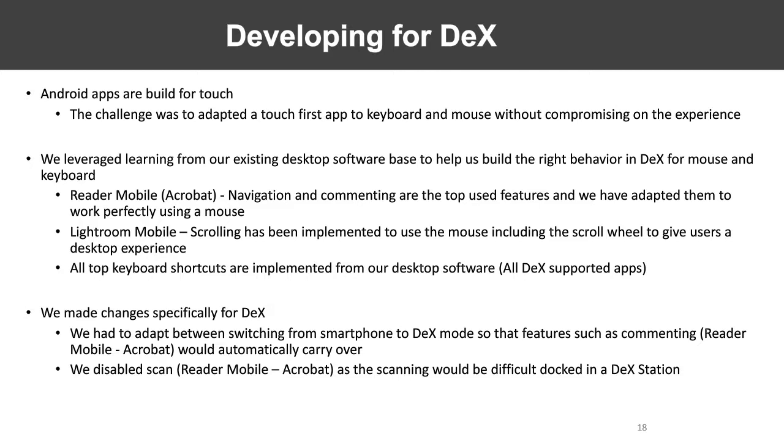Kavitha mentioned earlier that you can implement that so that you don't lose any changes between states. The other thing that we did on Acrobat Reader Mobile was that for scanning, we needed to disable that. The reason for that is that the DeX station, because the smartphone is in the station, made it difficult for a user to take it out of the station and scan, or leave it in the station and scan. So we took that out, and from the workflow perspective, it made more sense for us.